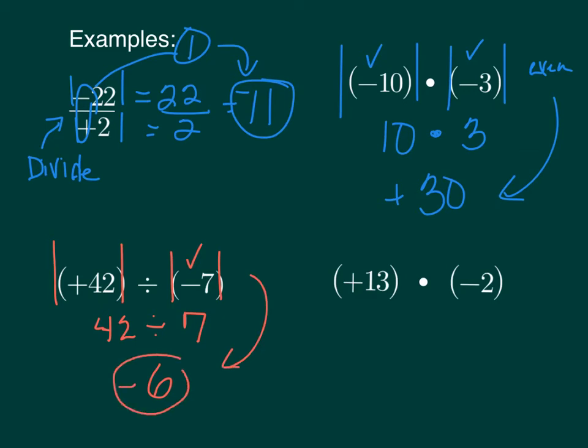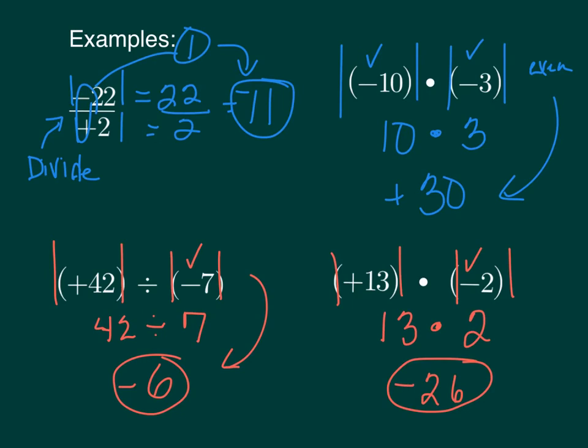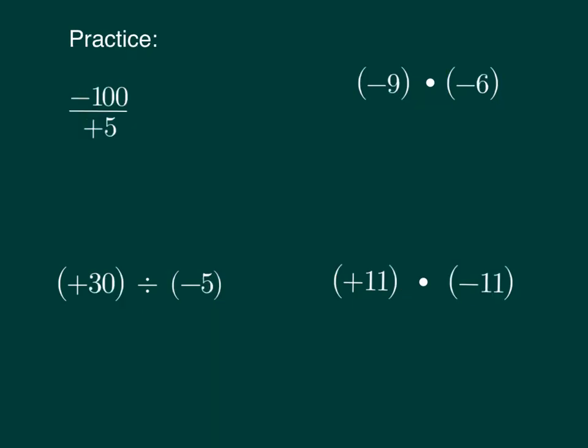And then finally, I've got positive 13 times negative 2. I find those absolute values. The absolute value of positive 13 is 13 times the absolute value of negative 2, sorry, which is 2. 13 times 2 is 26. I count up my negative signs. There's only 1. My answer is negative 26. Next, we've got some practice problems. Please stop the video, do these on your own, and come back and check your work.